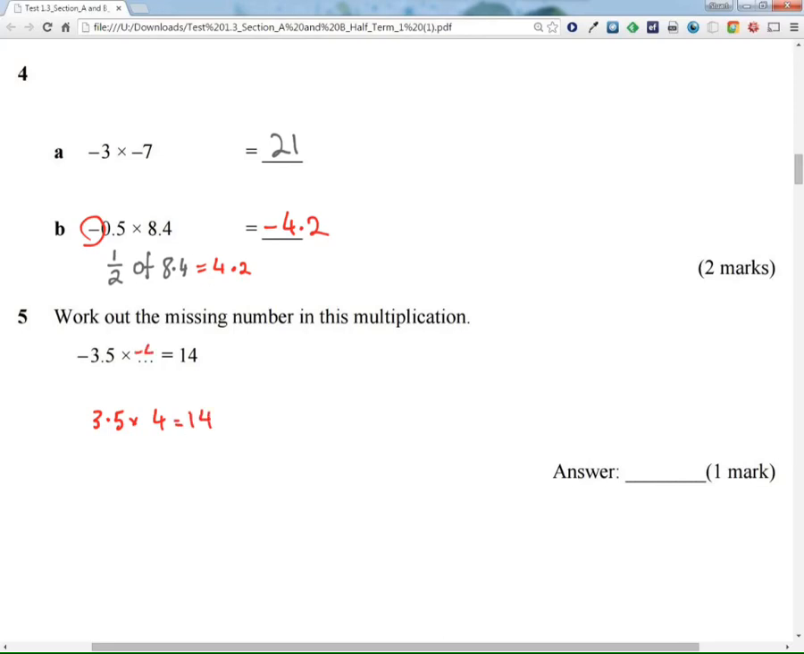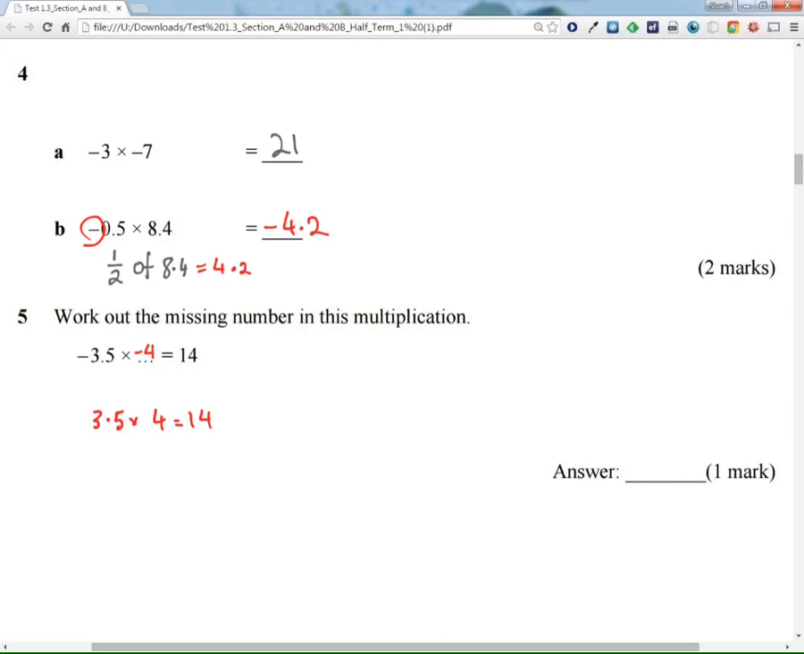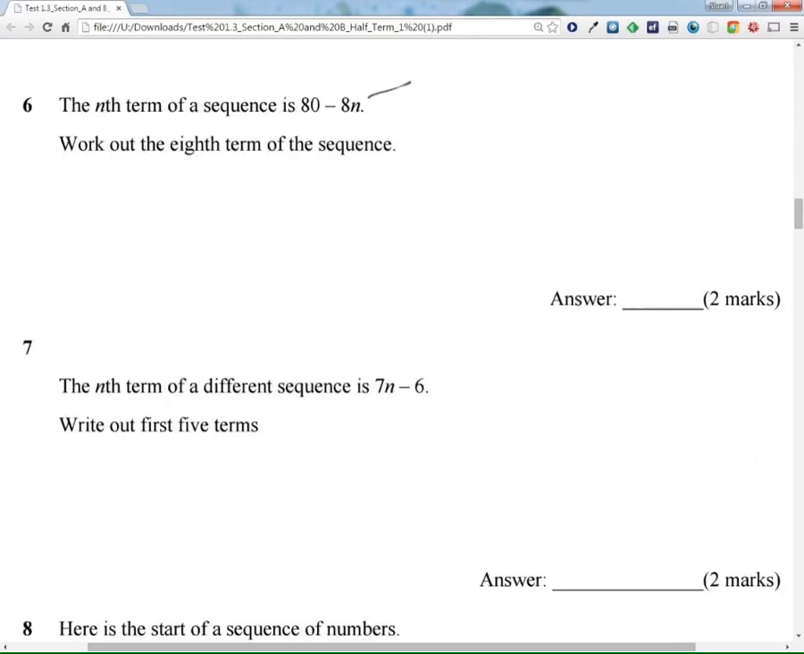But since it's negative 3.5, to make the answer positive 14, we must have a negative number there. So it must be negative 3.5 times negative 4 to give you positive 14. Lots of people made a mistake in this question. Okay, continuing with the next question.